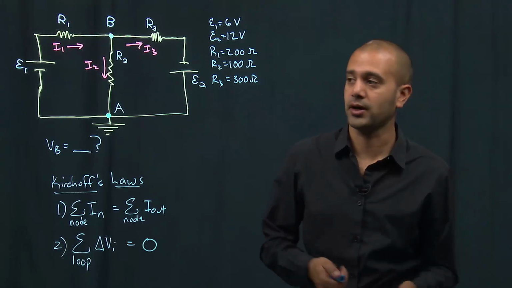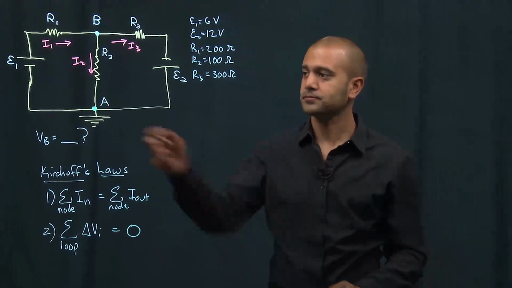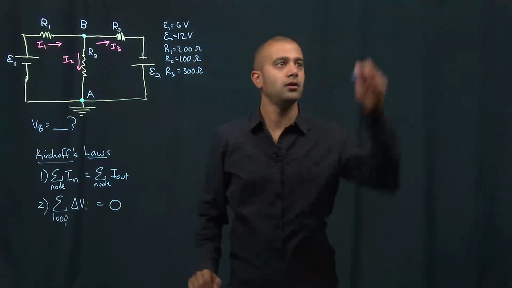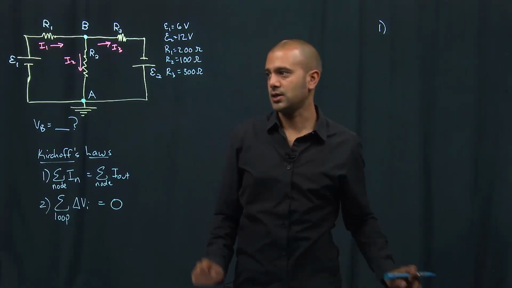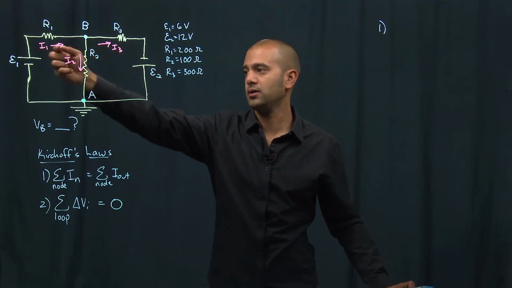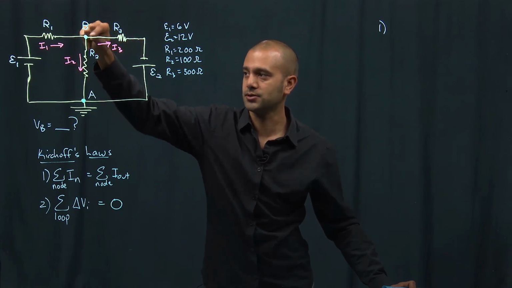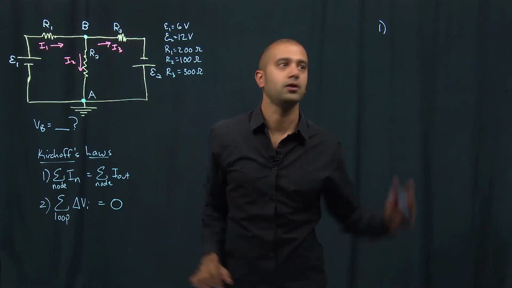And now let's apply Kirchhoff's laws. The first one I always apply is the junction law. What that's saying is at any given node, the current coming in must equal the current leaving. So I'll pick node B. The current coming in is I1. The current leaving is I2 plus I3 because those are both pointing away from the node.